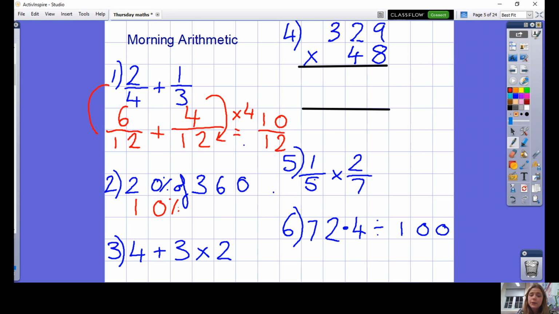20% of 360, I'll use chunking for this. 10% is 36, so to find 20%, I need to times by 2. I know that 36 multiplied by 2 is equal to 72.